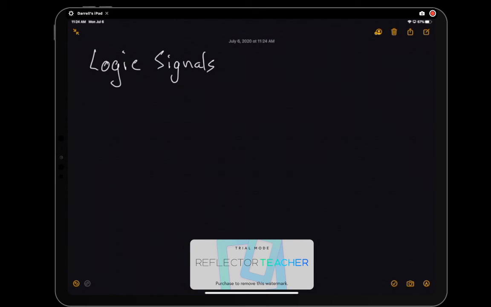Okay, we're going to do a little demonstration here. I just adjusted the volume on my computer microphone, so we'll see if it works a little better. I'm going to do an example of a logic signal and how to decode it into a binary number.